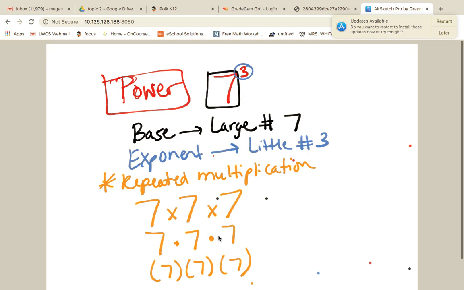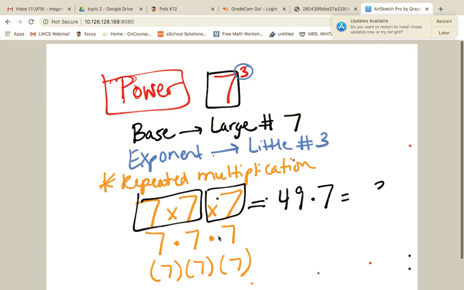So if I was going to evaluate this and actually solve it, I would do 7 times 7, and then I would get 49, and then I'd multiply it times my last 7. So 49 times 7 would give me 343, I believe. Hope I did that right, since I did it in my head, but it's definitely not 21. Okay, so let's take a look.